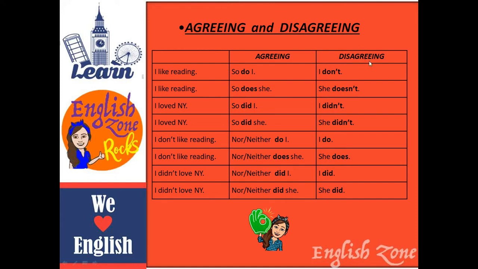The disagreeing aspect, it's the opposite, and it's only two. I like, I don't. I like, she doesn't. Okay? If the idea is in the negative, I don't like reading. I do is the opposite, you see, affirmative. And here we use neither do I. If somebody agrees, yes, in this case, me neither. All right?